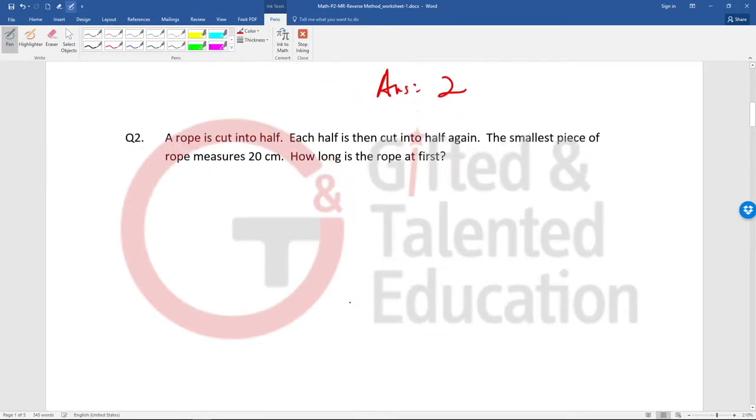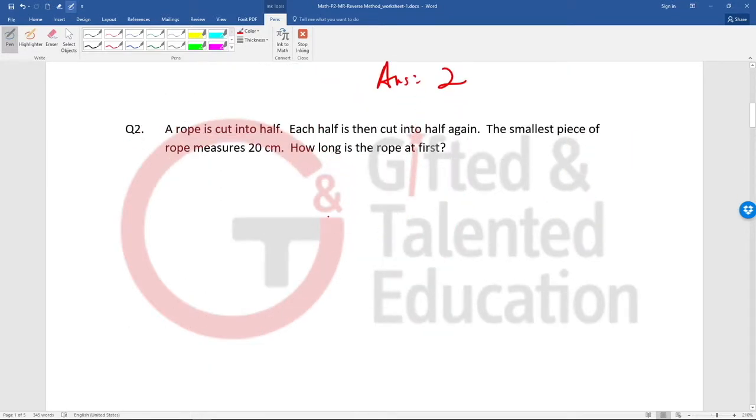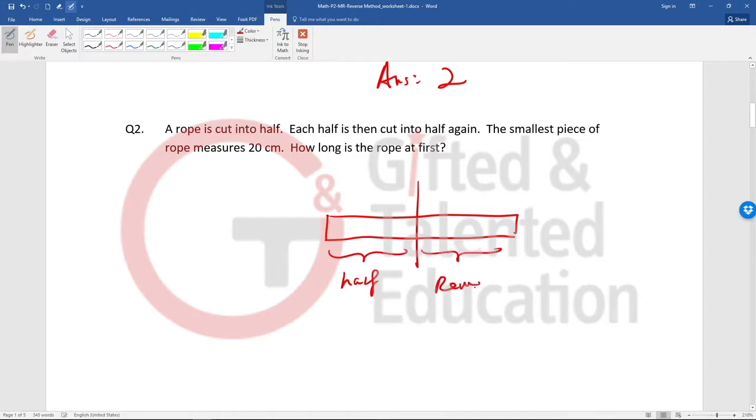For question 2, we are given a rope. The rope is cut into half. So this remaining piece is as long as this part which is cut away. And the remaining piece is cut into half again. So the smallest piece measures 20 cm. Since this and this are the same, this must also be 20 cm.